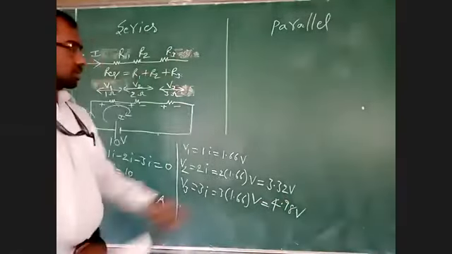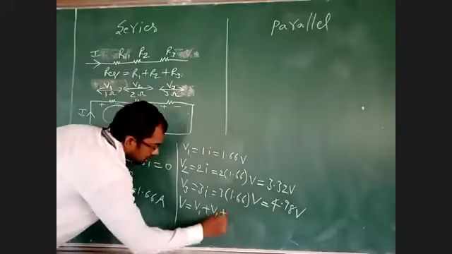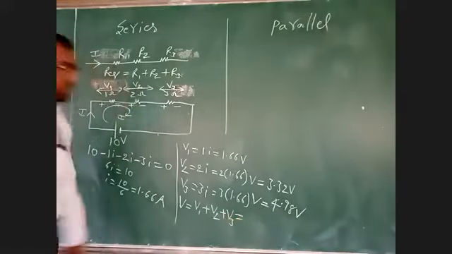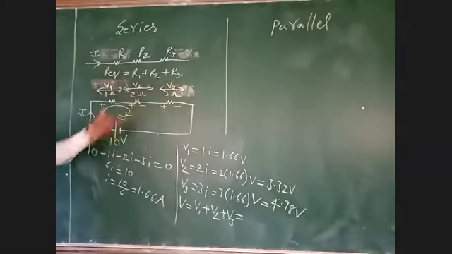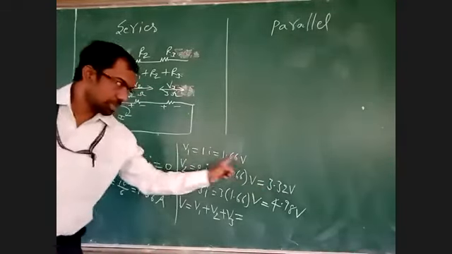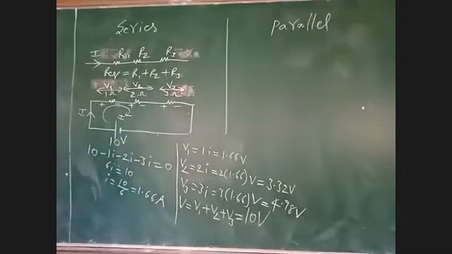Now add V1, V2 and V3. V is equal to V1 plus V2 plus V3. What is the value? 9.96. That means you will get 10 if you take the exact decimal values, because 10 volts is applied across all these three. If you add these three voltages, V1 plus V2 plus V3, we have to get 10 volts.